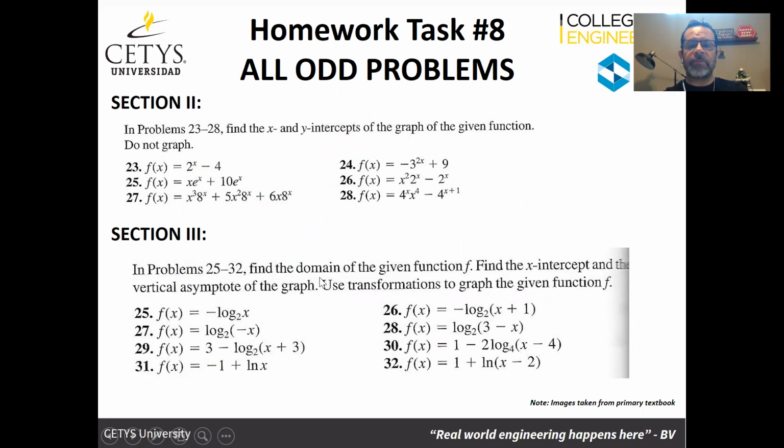In these problems, we have to find the domain of the function, find the x-intercept and the vertical asymptote of the graph, and we also have to do the graph of the function, okay? So let's get to it. Let's see how we can do that.